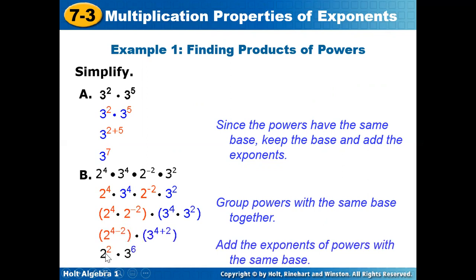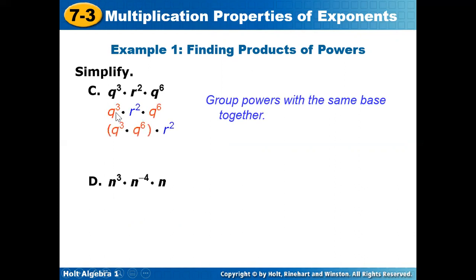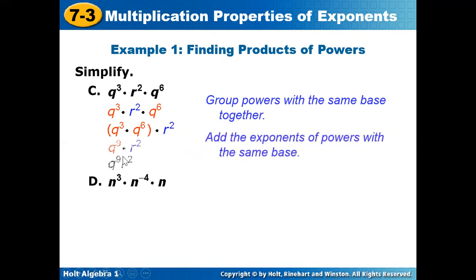And once you simplify it, you'll get that, right? 4 minus 2 is 2, and 4 plus 2 is 6. Same thing here, right? You're just going to group your like terms, right? Your q's are the same. So you're going to add 3 and 6, q to the 9th times r squared, right? Because you don't have anything to group with r.